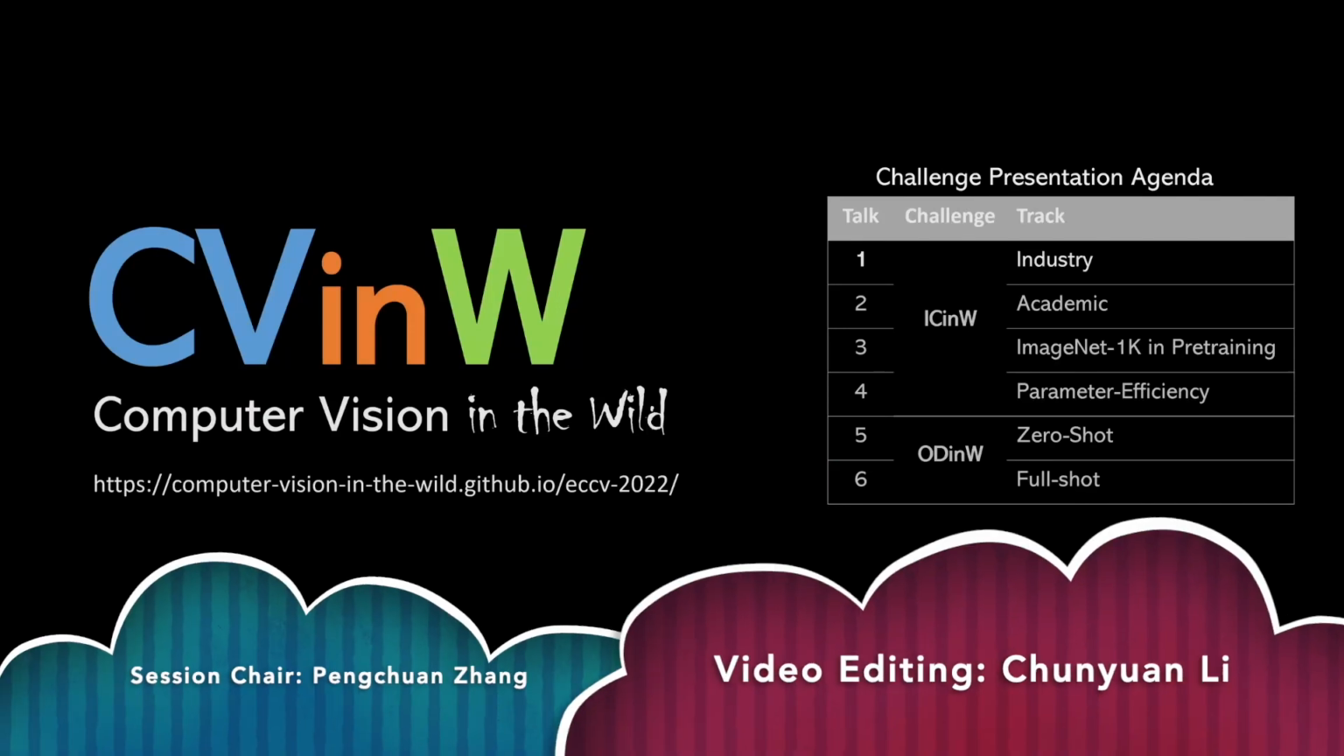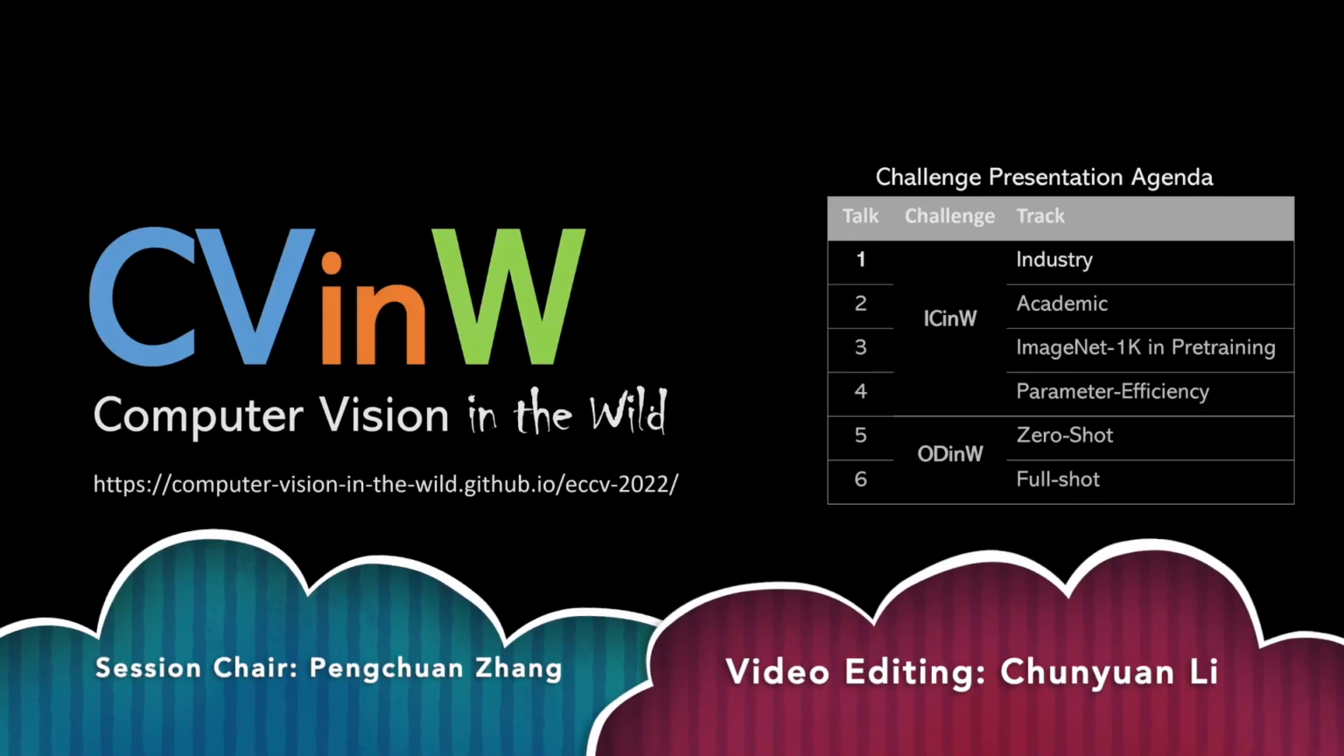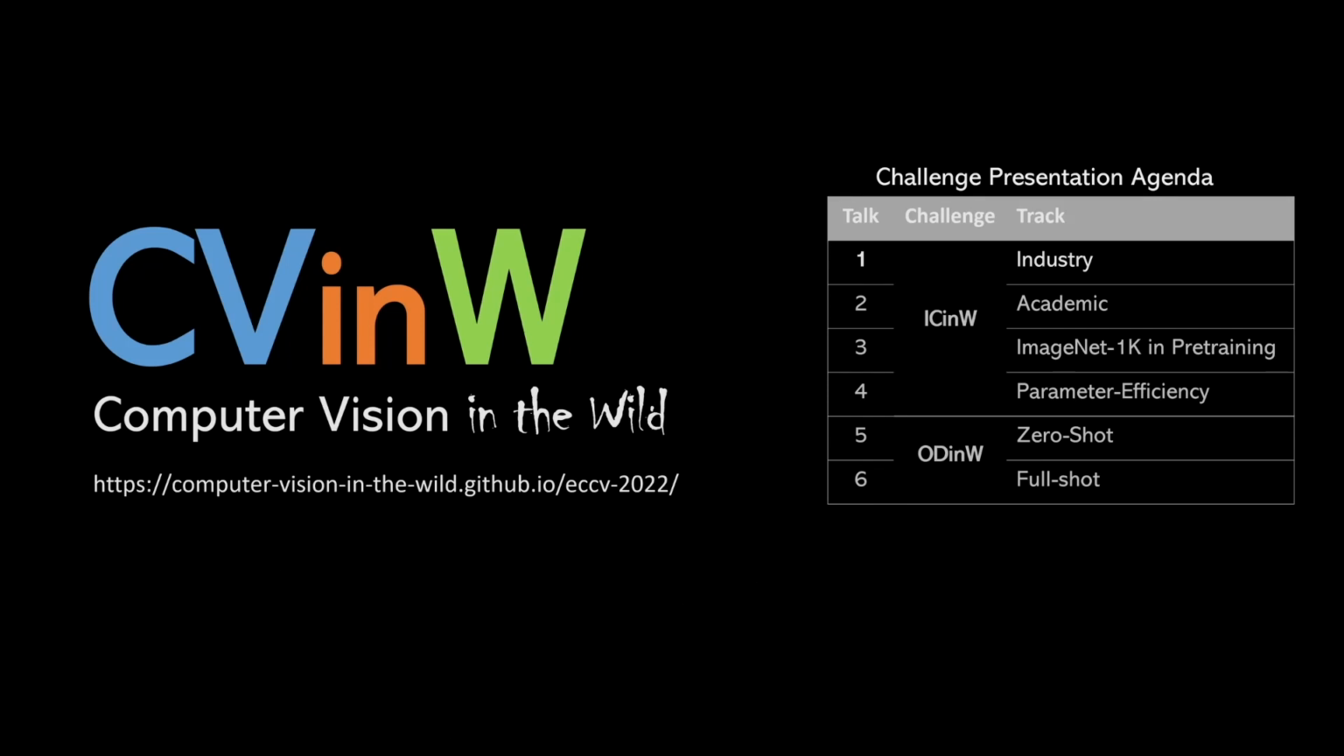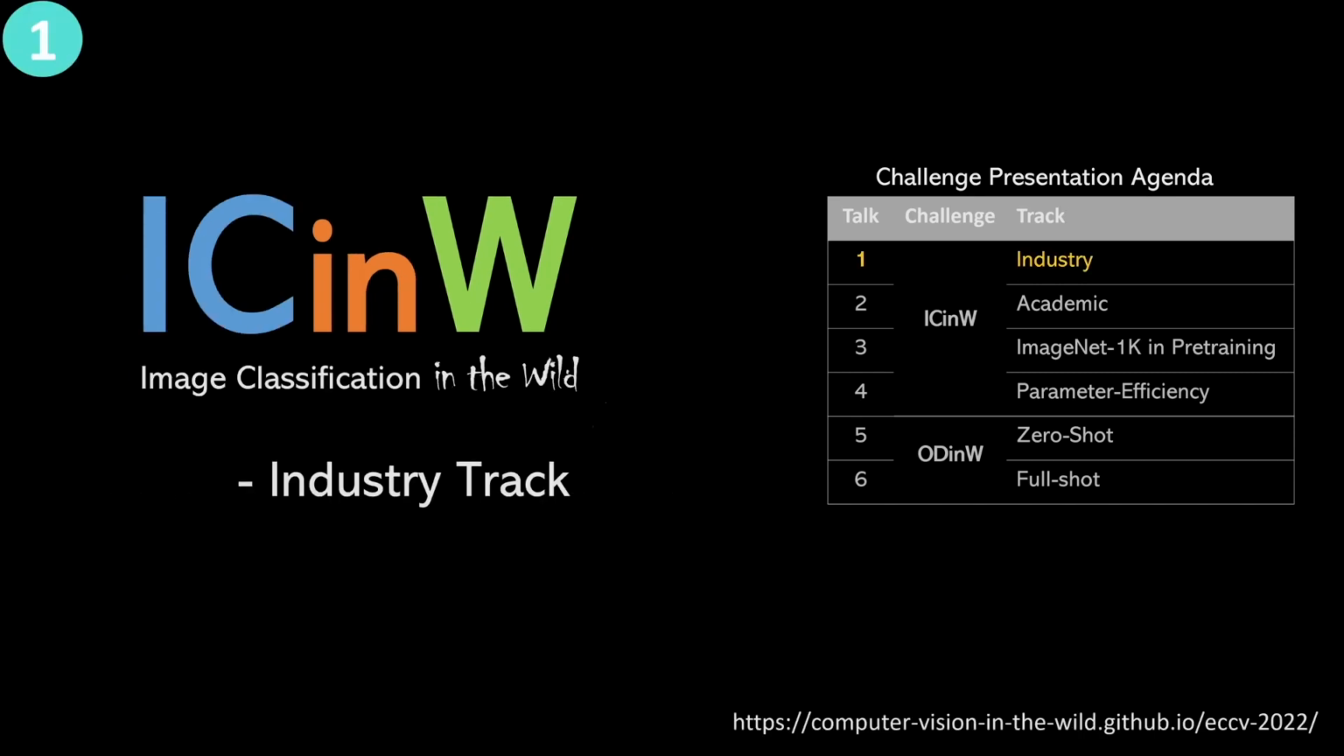In this ECCV workshop on computer vision in the wild, there are two challenges. For the image classification in the wild challenge, there are 4 tracks. For the object detection in the wild challenge, there are 2 tracks. There are 6 tracks in total, and a 5-minute talk will be presented for each track. Here's the presentation in the industry track of the image classification in the wild challenge.